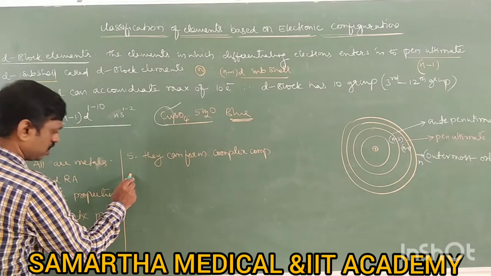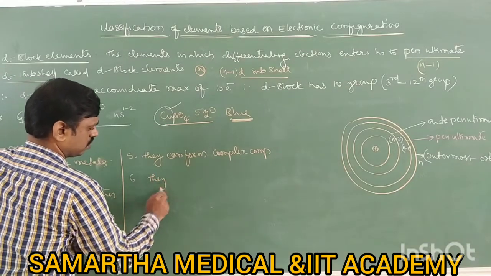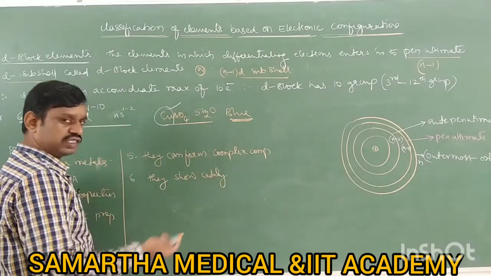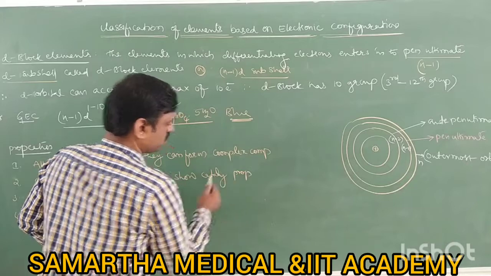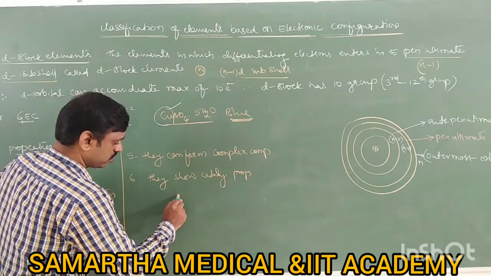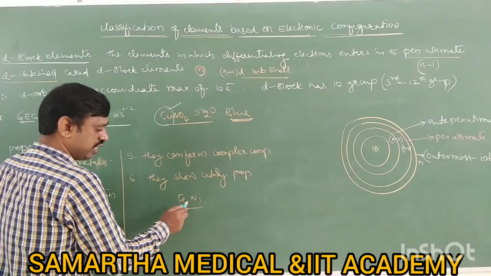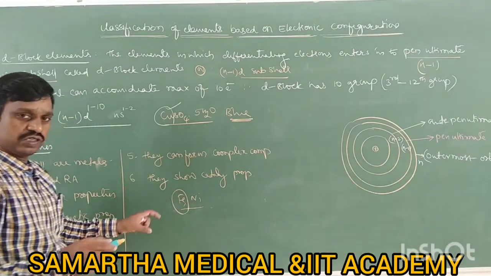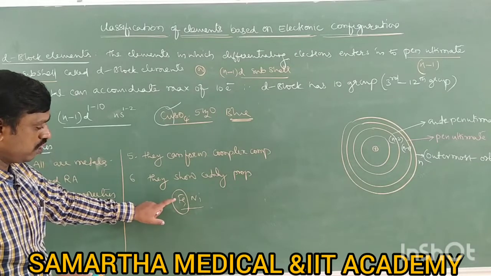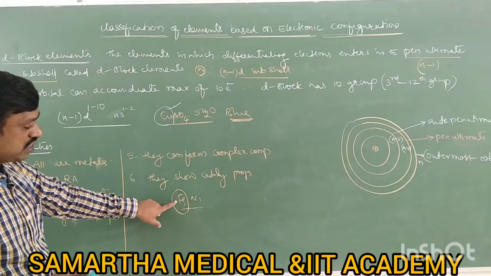Even catalytic property also, they show catalytic property. D block elements are catalysts. So most of the d block elements are catalysts. For example, iron, nickel, right? Iron is a good catalyst in many reactions. You might have studied manufacture of ammonia by Haber process, one important method. In the manufacture of ammonia by Haber process, iron is a catalyst.